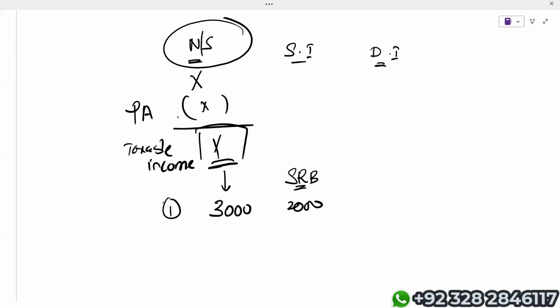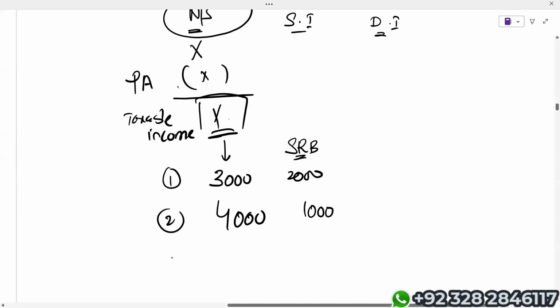This is number one. Second, if in the column of non-saving, after deducting the personal allowance, the taxable income, I'm assuming it is £4,000. Then you will get a starting rate band for the saving income, £1,000. If someone is having a taxable income more than or equal to £5,000 in the column of non-saving, that person does not get any starting rate band.